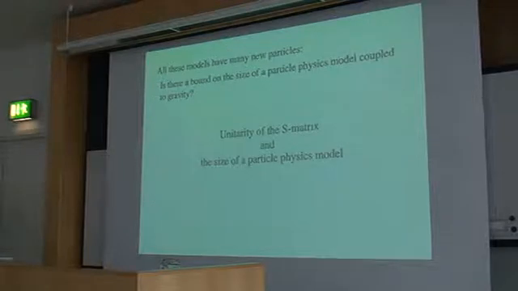Okay, so the common feature of all models that lower the Planck mass, potentially dramatically, down to 1 TeV, is that they have a lot of new particles, whether it's in hidden sectors or the KK modes. And so I was concerned about whether there would be a bound on the size of a particle physics model we could couple to gravity.